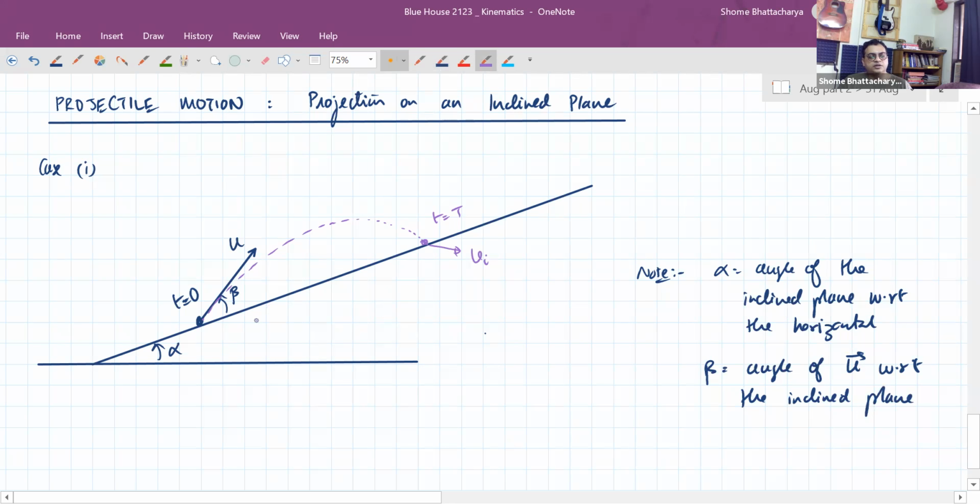So again, if it lands at a point which is at a final displacement of r where it lands, and if it also during the course of its motion makes a situation where the maximum distance it reaches from the inclined plane is this d max. Now we want to calculate all these things. We want to find the time of impact or the total time of flight, you can say.